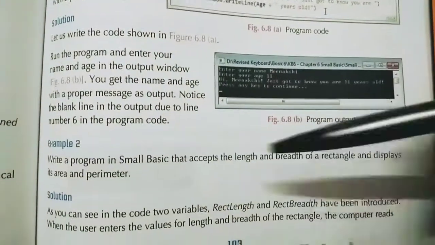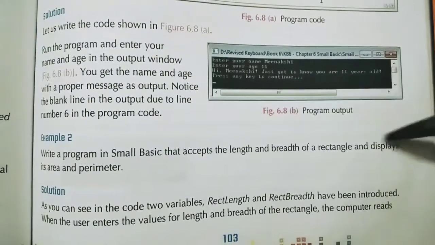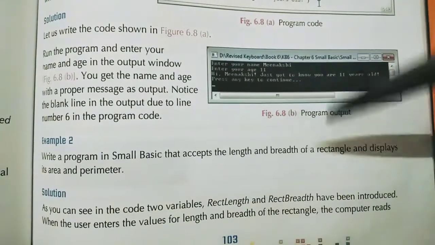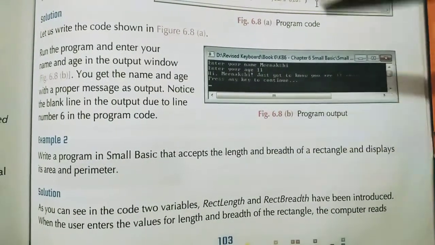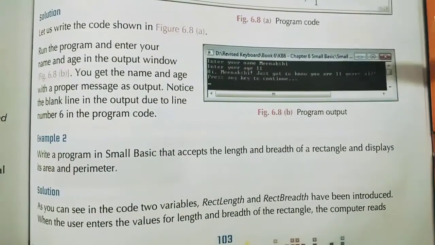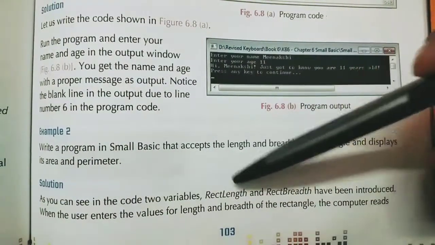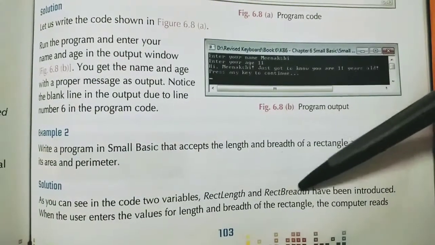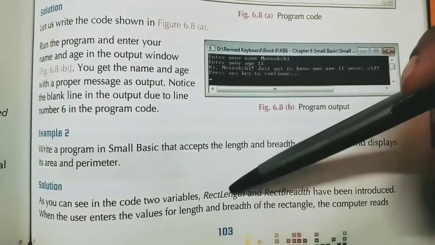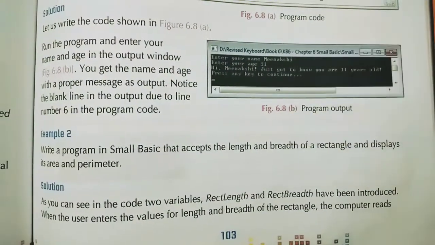Then what is example number 2? Write a small basic program that accepts the length and breadth of a rectangle and displays its area and perimeter. So the computer will ask for the length and the breadth, then automatically calculate the area and the perimeter of the rectangle. How will it be done? There will be two variables, known as rect length and rect breadth. In these variables, whatever length and breadth you give will be stored. Okay, let's see.